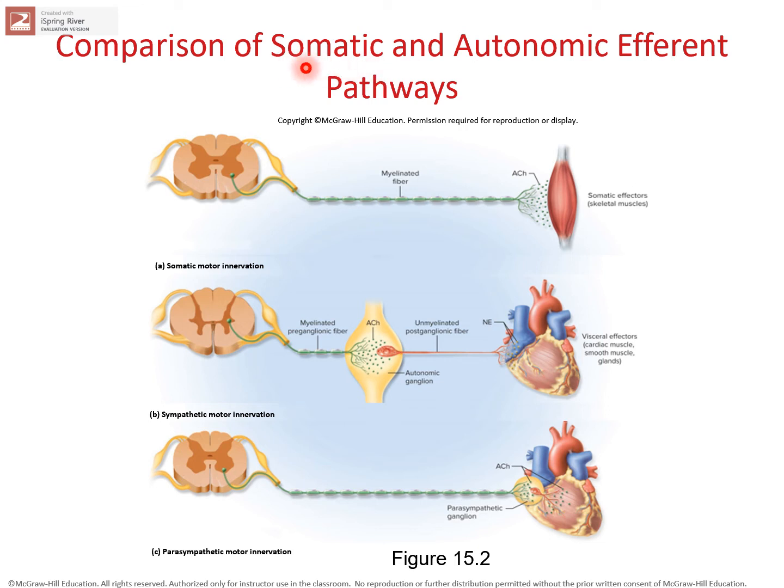Let's quickly compare the somatic and autonomic efferent pathway. In an efferent pathway, messages or impulses are being carried away from the spinal cord to the effectors. Okay, and that's why we call it the efferent pathway. Now, the first one over here is the somatic pathway.